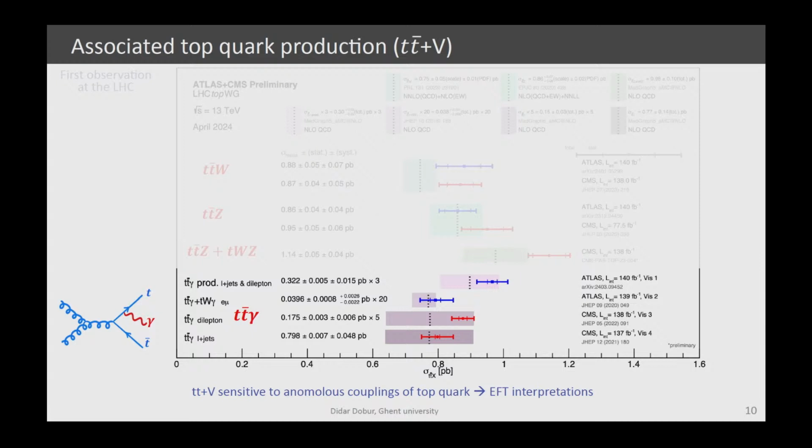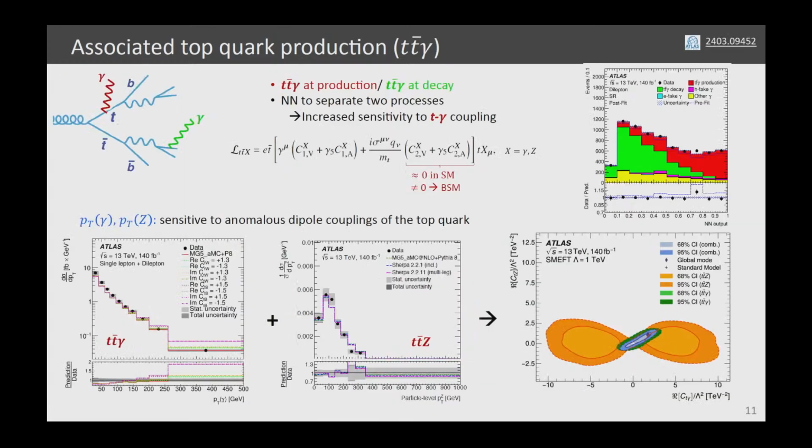And here I'm going to show you one example in this context, which is the TT gamma measurement and its interpretation by Atlas. The photon can be radiated either from the top quark or its decay products. And they have performed a measurement where they use machine learning to separate these two processes nicely, increasing the sensitivity to top photon coupling. And there we can investigate anomalous dipole couplings of the top quark, which is absent in the standard model.